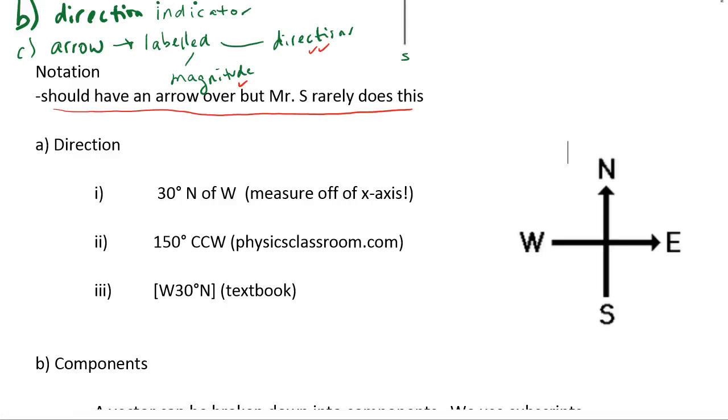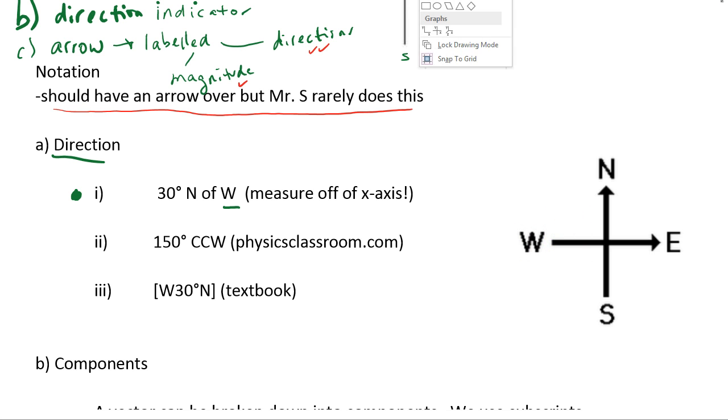Okay. The next is the direction. I'm going to introduce to you three different ways of talking about direction. So here is a north, south, east, west grid, and how about we use green for the first one? And if we did 30 degrees north of west, basically point yourself west first. So here you are in the center. Look out west. Now rotate 30 degrees away from that.